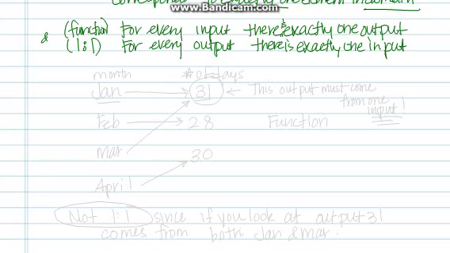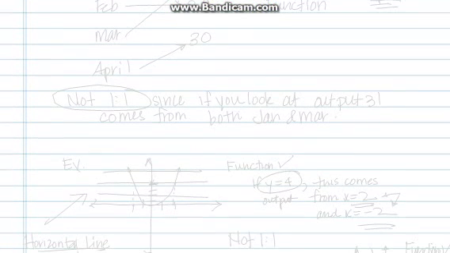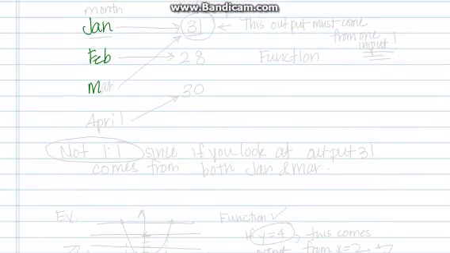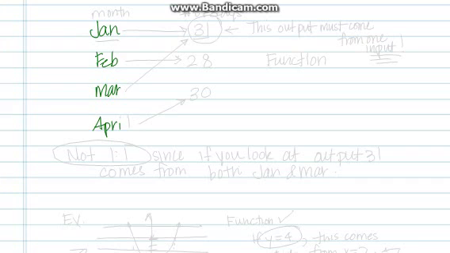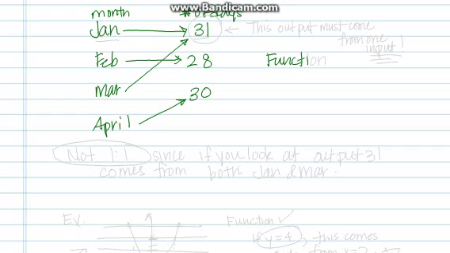Now if we go back to our month and number of days example, looking at just part of it, we have January, February, March, and April. Now this was a function because we knew exactly where January would go. The one output would be 31. February would go to 28. March would go to 31, and April would go to 30. So we have this mapping of the month and the number of days. So we know that this was a function since each input had exactly one output. You plug in January, you knew exactly what you get.